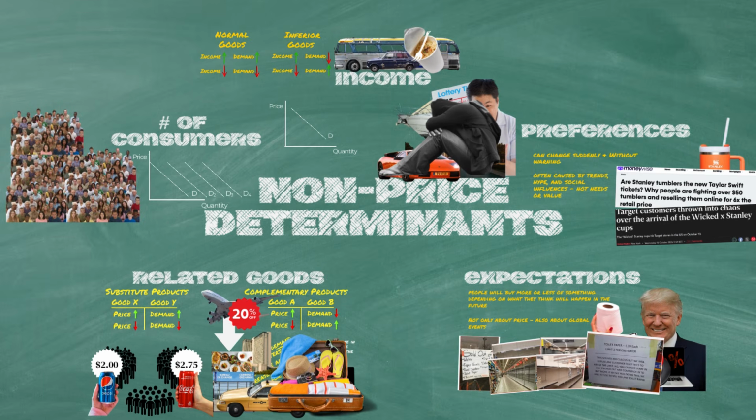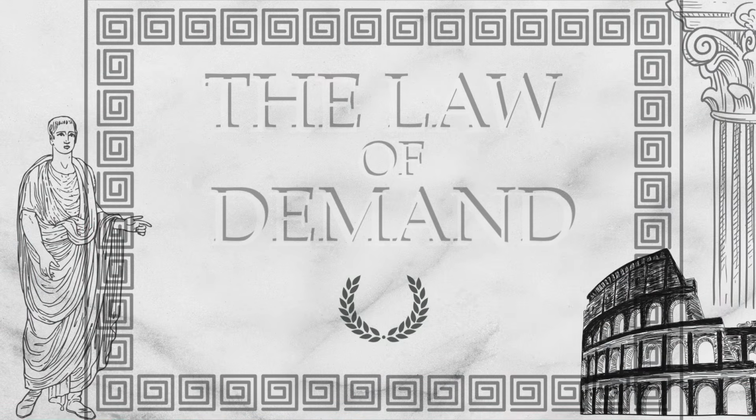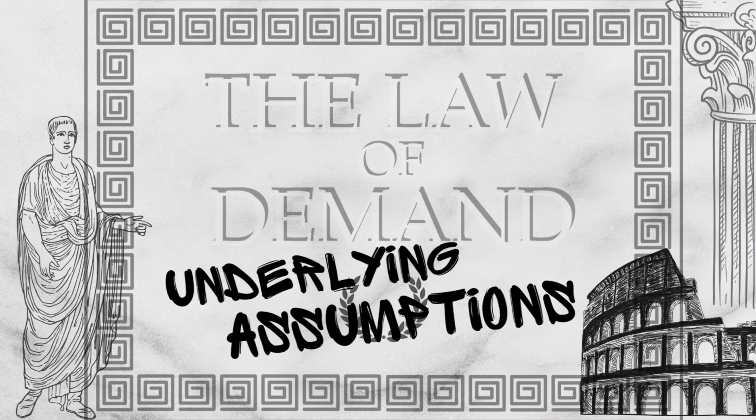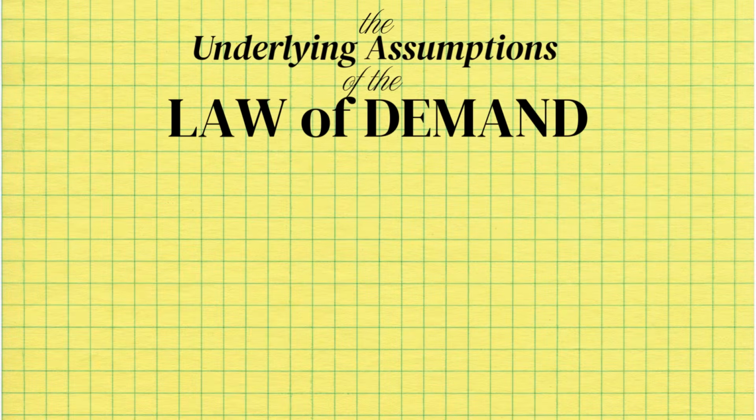For the HL students, we need to take a deeper look at the law of demand. The good news is we already covered these concepts earlier in the video, but it's important for you to understand their importance in explaining the law of demand. There are three assumptions that we need to consider in order to understand how the law of demand works. The first one is the law of diminishing marginal utility.